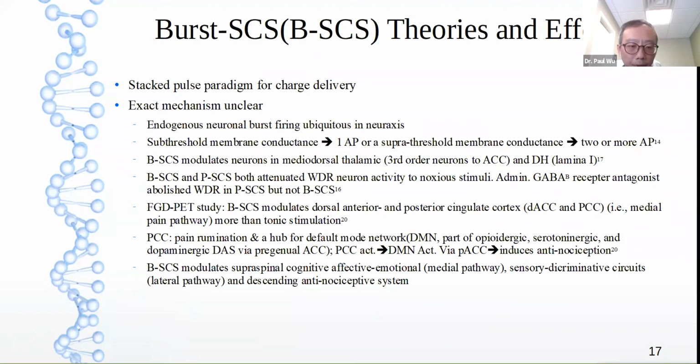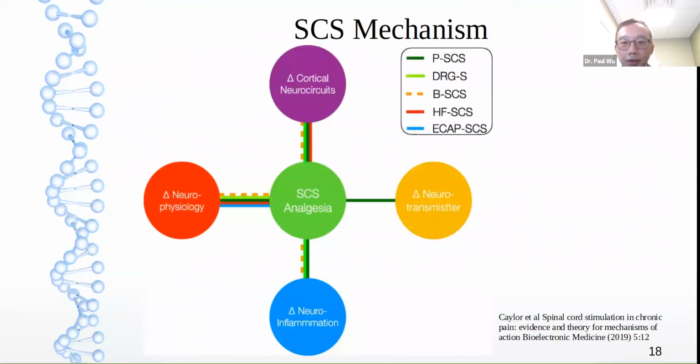The burst spinal cord stimulation also modulates the supraspinal affective emotional pathway, as well as the lateral pathway into the descending pathway. These are just a summary in terms of what each type of spinal cord stimulation can do in terms of burst versus paresthesia, as well as other types of stimulation.